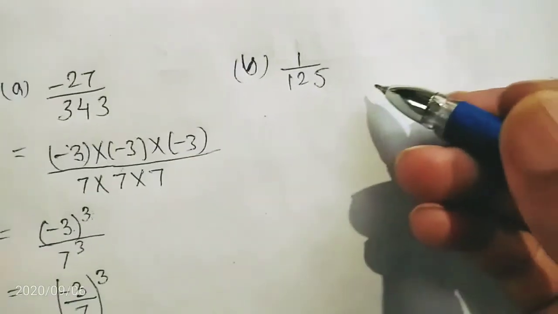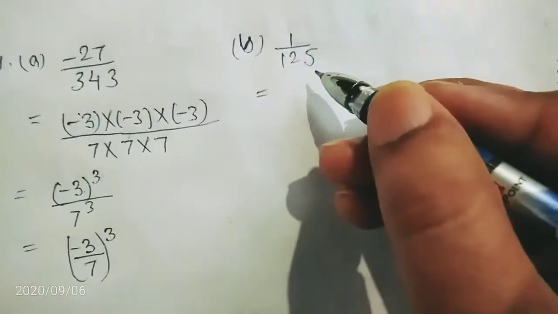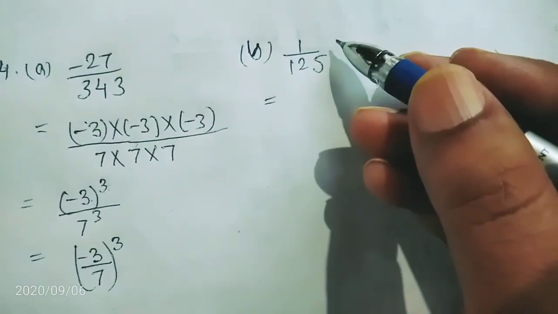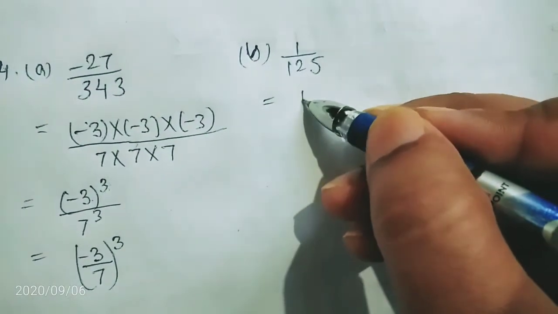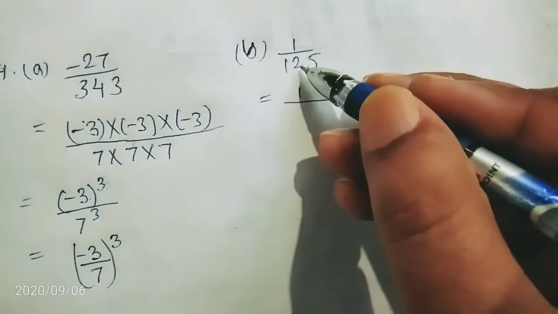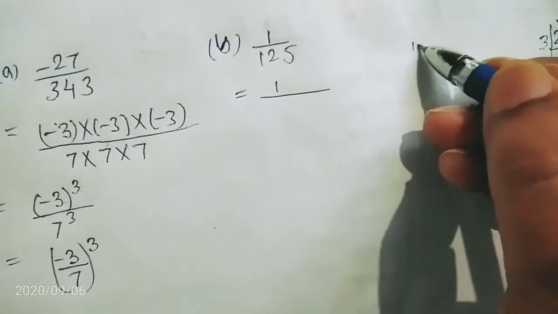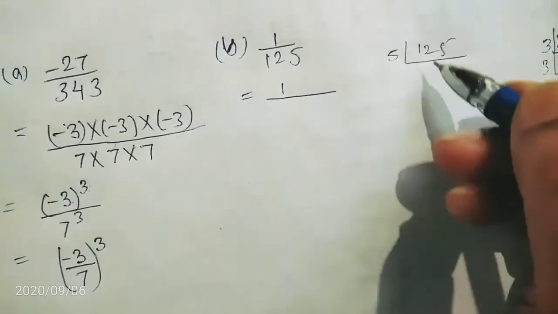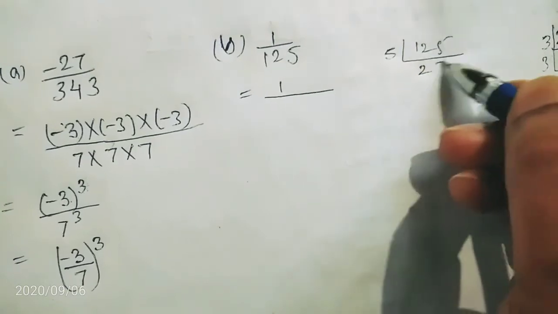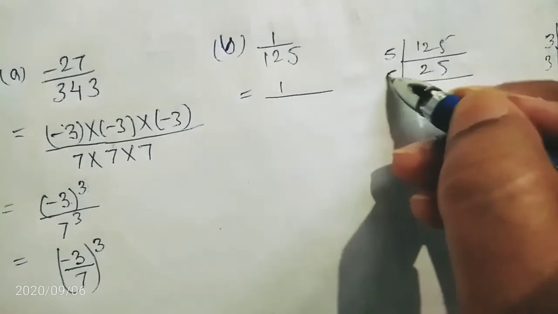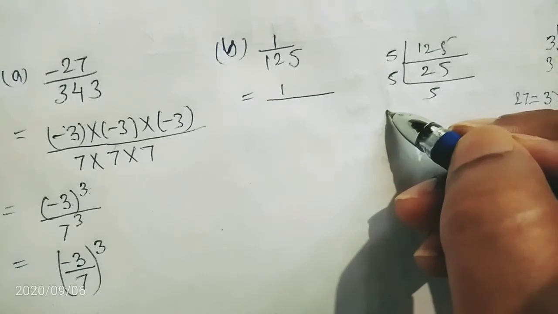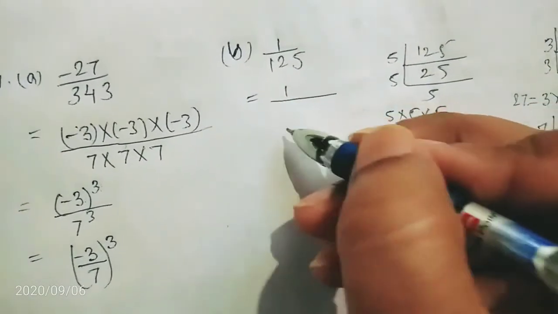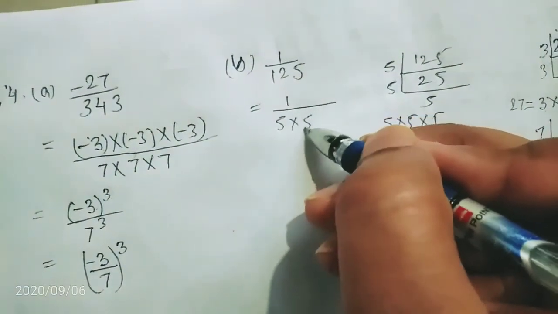Now see question B. It is 1 by 125. So 1 is 1 only, no other number is there, you cannot break 1, so write 1 only one time. Now how can you break this 125? Factorize it. It will go by 5, so it is 25. Again 5 5 is 25. So 125 is written as 5 into 5 into 5.